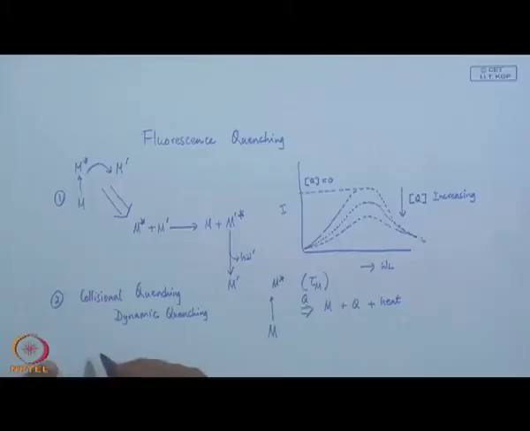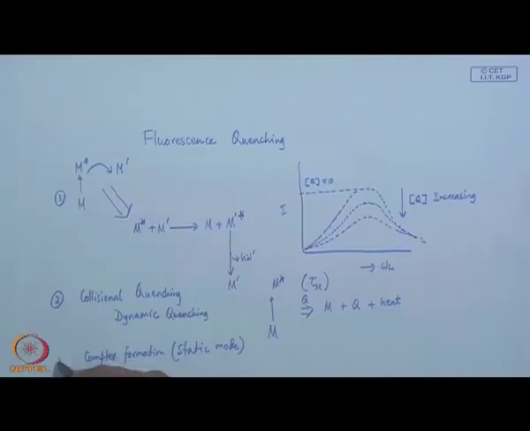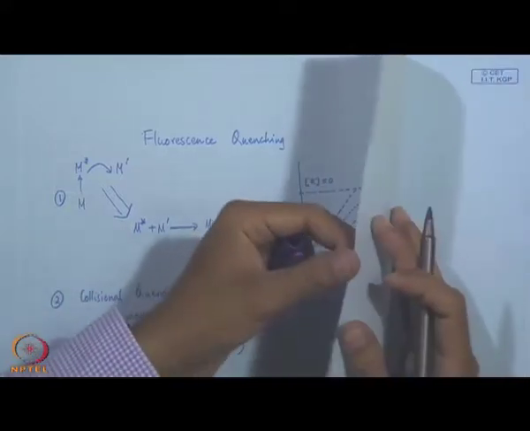This is one mode, and parallel to this there is another mode, which is complex formation, called the static mode. I will come to this in detail in due time. So, this is the second, called the static quenching mode, and this is the third one. The fourth one is electron transfer quenching.